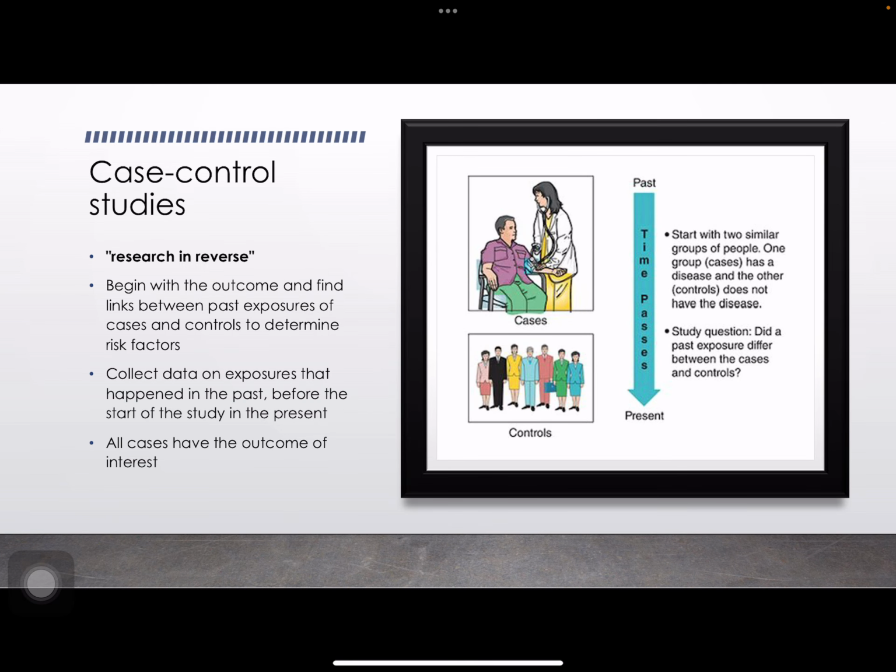Case control studies are also observational studies that are considered to be research in reverse. These studies begin with the outcome of interest and find links between past exposures of cases and controls to determine risk factors. So you're collecting data on exposures that happened in the past, and all of your cases already have the outcome at the start of the study.